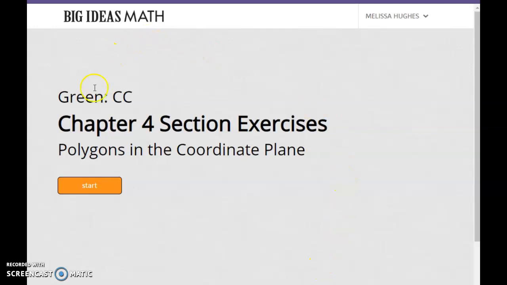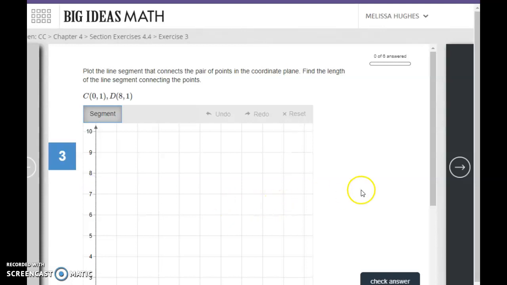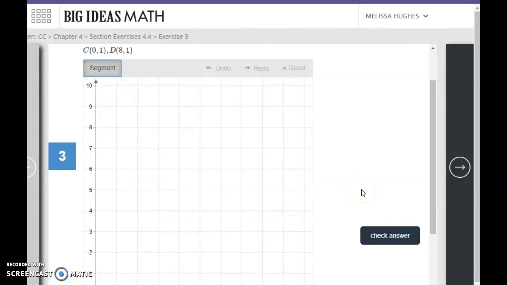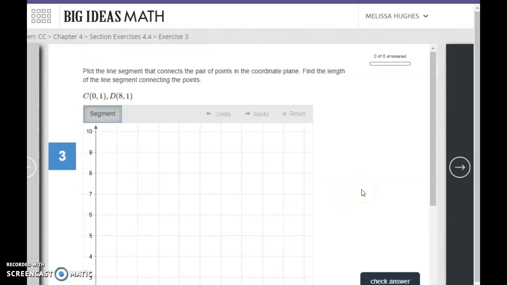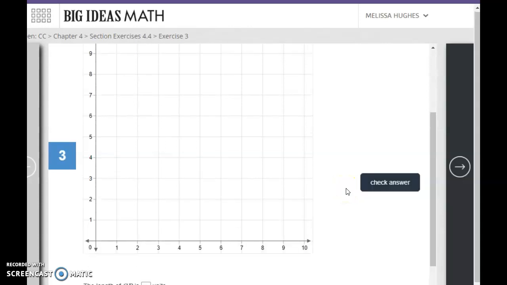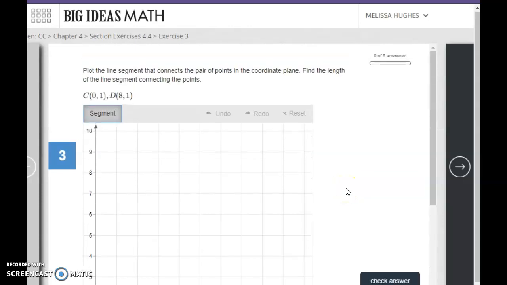Here's a quick little review video for how you begin today's assignment in BigIdeasMath.com. So the first question says, plot the line segment that connects the pair of points in the coordinate plane, then find the length of the line segment connecting the points. You'll probably see that you definitely have to scroll up and down a little bit for this question.